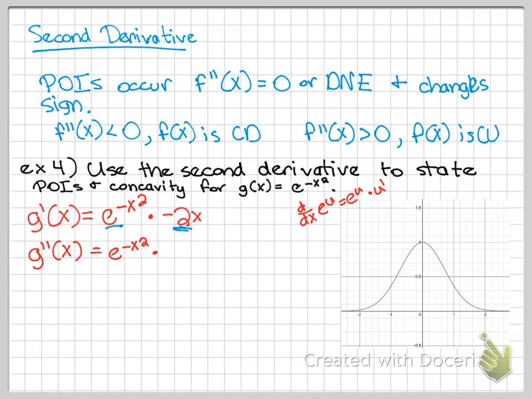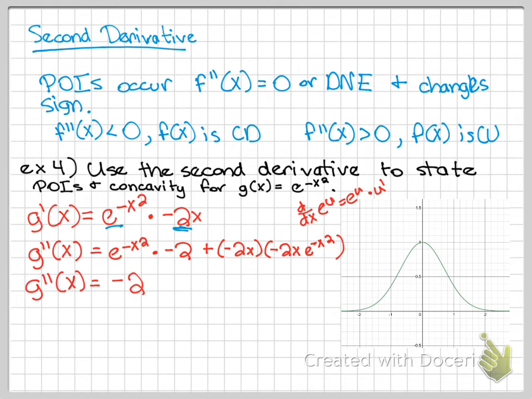Then times d2, which is negative 2, plus 2 d1. And the derivative of e to the negative x squared we already found. That's negative 2x times e to the negative x squared. I just moved the negative 2x to the front. And so let's clean this up and try to make it look a little better.